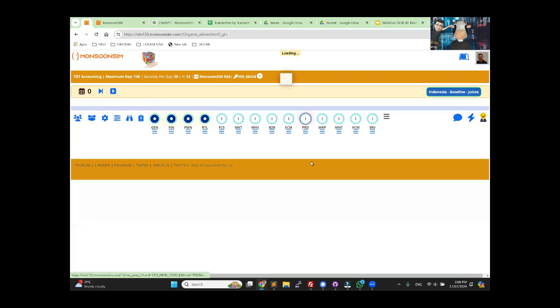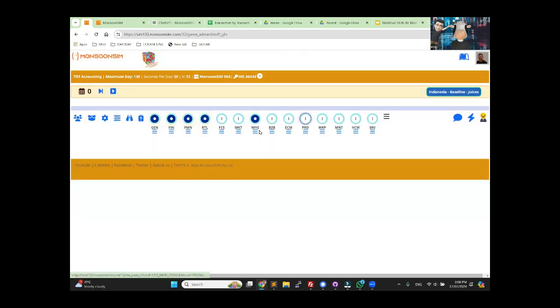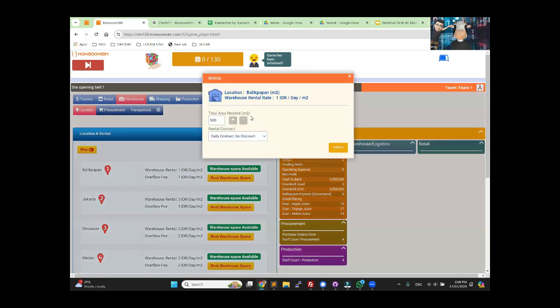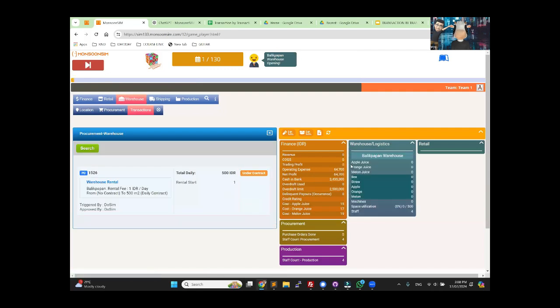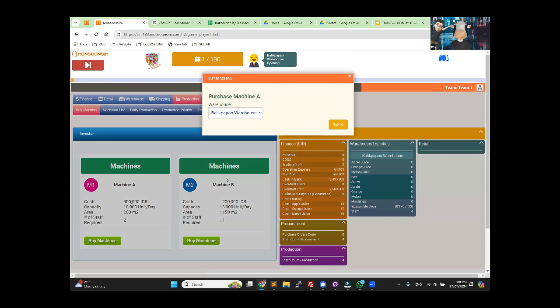So to do that, I need to turn on production, right? And to turn on production, I need to turn on warehouse. So I'm going to turn on warehouse, and then I'm going to turn on production. So how do I simulate it? Easy. I just go to warehouse and rent a store. I use Balikpapan as my location. I run a day, then my warehouse is here, Balikpapan. All good, right? I'm paying rent, right? Then I'm going to buy a machine. Let's say I buy machine A to this warehouse.